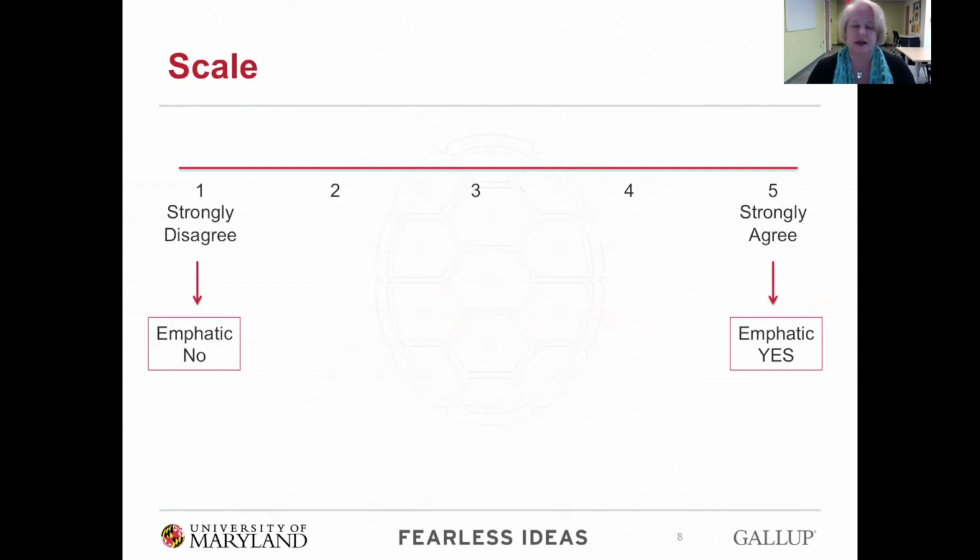Before we look at some data, I want to remind you again of the scale that all of the items on the survey are marked against. It's a 1 to 5 scale, 1 being strongly disagree and 5 being strongly agree. Gallup says that the behavioral way of understanding that is if someone answers a 1, that's an emphatic no to that question, and a 5 is an emphatic yes. So I'm going to be sharing means with you, and all of those means are on this 1 to 5 scale. All right, so we're going to walk through this question by question.